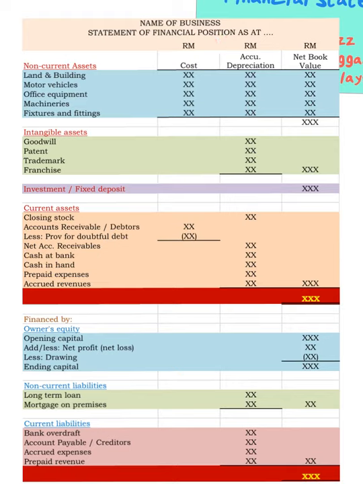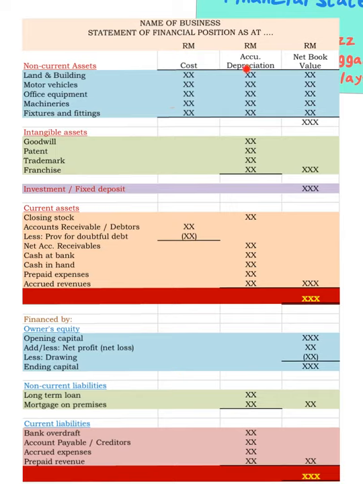We list down all the assets that you have, but we will start with the non-current assets first. Remember the non-current assets? These are the fixed assets that you cannot convert into anything else, that normally cannot move. So we start with the land and building, the motor vehicles, the office equipment, the machineries, the fixtures and fittings, or anything else that the question lists, or the items that you can find in your trial balance. Now we start with the cost. How much the cost is will be given to you in the trial balance.